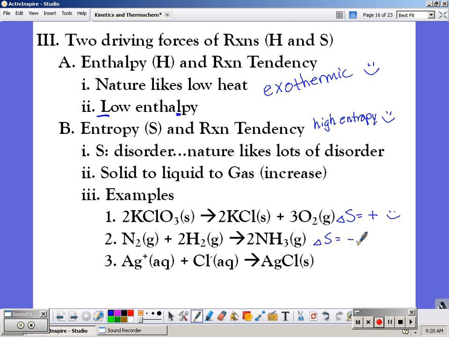In number 3, even though I don't have any gases here, I'm taking things that are aqueous, things that are floating around in water, and I'm forming solids, which are tightly, closely packed together. So that would be a decrease in disorder. Again, nature would not like that. So with a combination of enthalpy and entropy, we can determine whether or not a reaction is spontaneous or non-spontaneous.